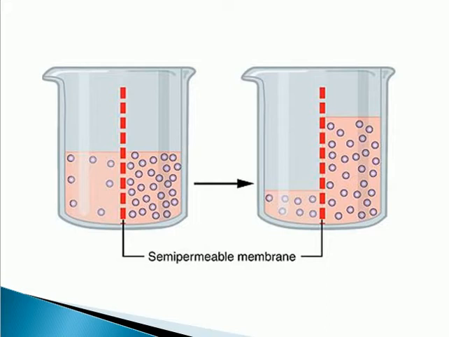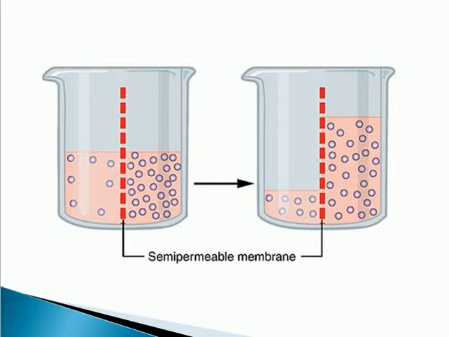This process is called osmosis. And how do we define it? Osmosis is the diffusion of water molecules. Okay? Osmosis is the diffusion of water. We can see that water is high in concentration here and water is in low concentration here. So water is moving from high concentration to low concentration. So we can say osmosis is diffusion of water.